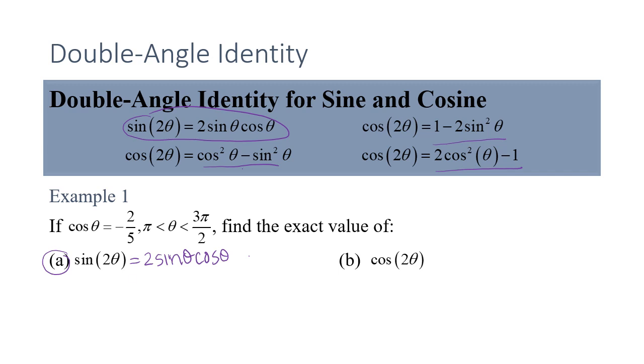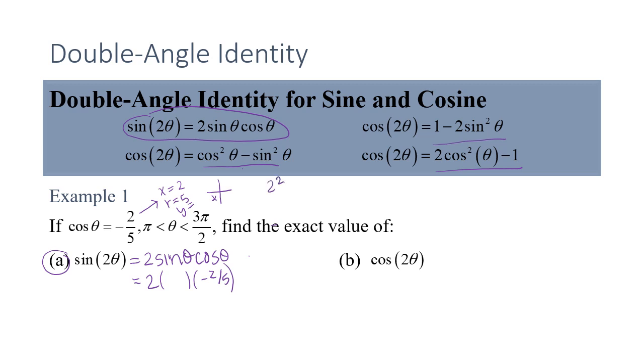Now, I do know what the cosine of theta is. The cosine of theta is negative 2/5 because they told me that. But what I need to figure out is the sine of theta. If I know the cosine of theta is negative 2/5 and that theta is between pi and 3 pi over 2, that means I'm in the third quadrant. So my x value is 2, my r value is 5, and I can figure out the y value.